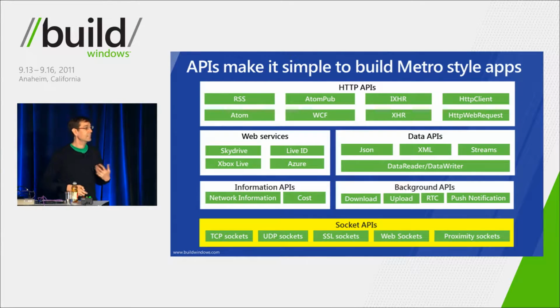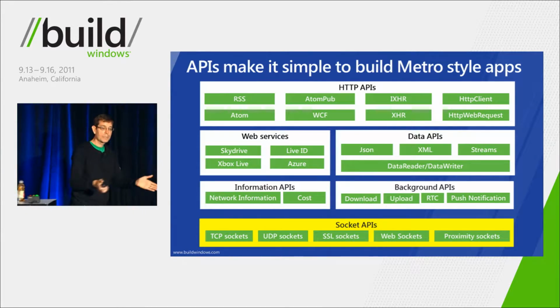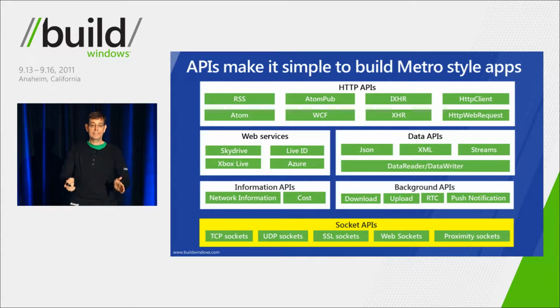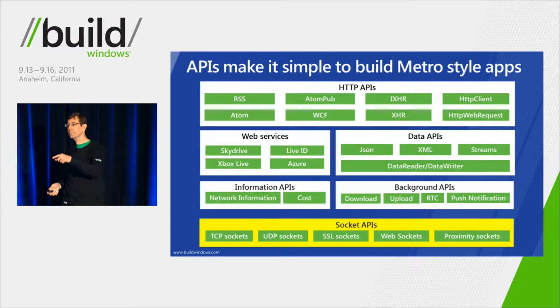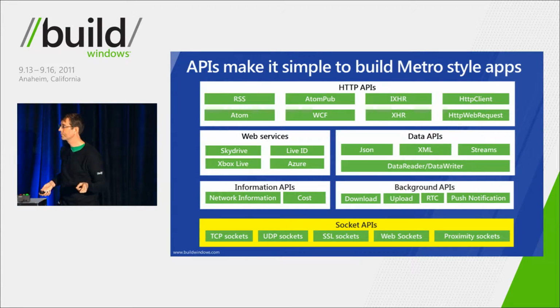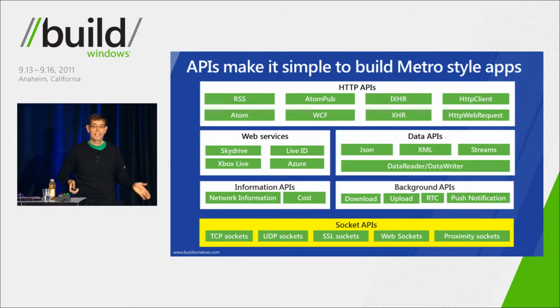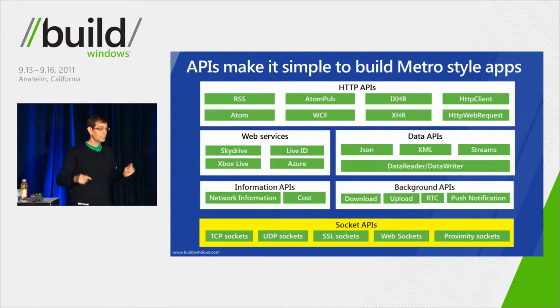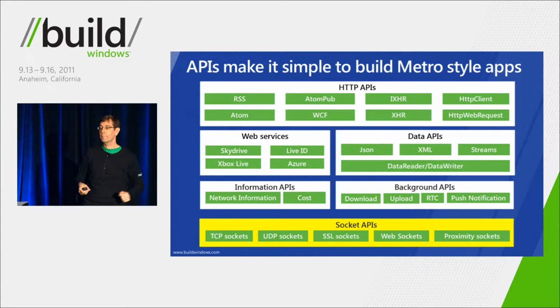And lastly, proximity sockets. This is for the tap and go, tap and connect that you can do with your slates. All of your slates have near-field communication in them. You can write a multiplayer app that you can tap and connect, and it will work. You will connect two people automatically.